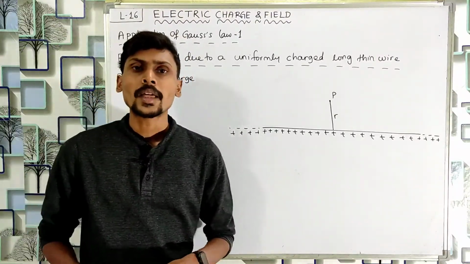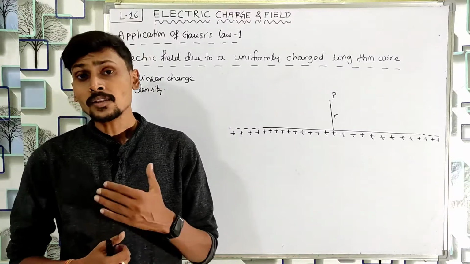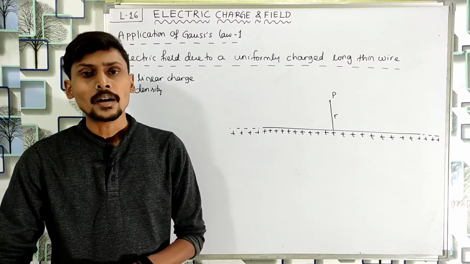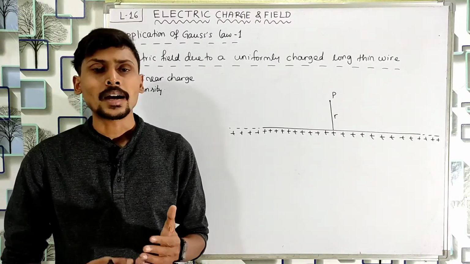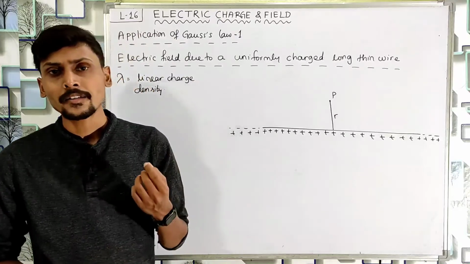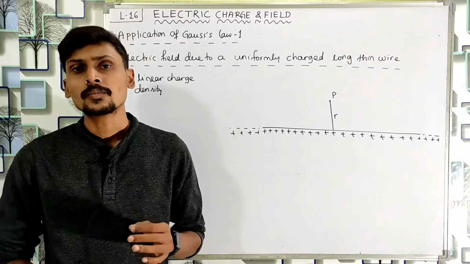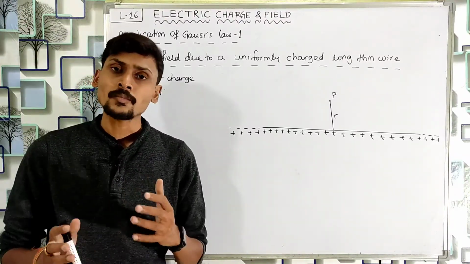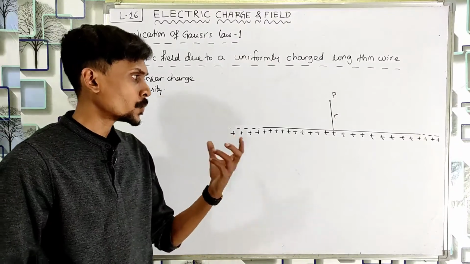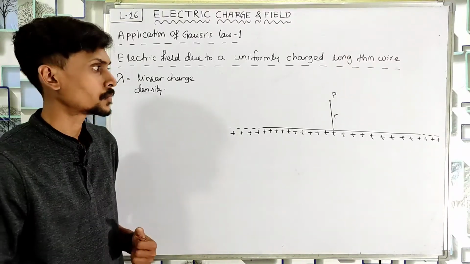Students, I had told you that when you are going to use Gauss law, you first have to choose a closed surface known as the Gaussian surface, and you have to choose it in such a way that the angle between the electric field and the area vector is either 0 degree or 90 degree. In the previous lecture, while proving the Gauss law, we took a point charge, and for a point charge the Gaussian surface was a sphere. But in this case we cannot take a spherical Gaussian surface, because it will be very difficult to find the angle between the E vector and the ds vector.